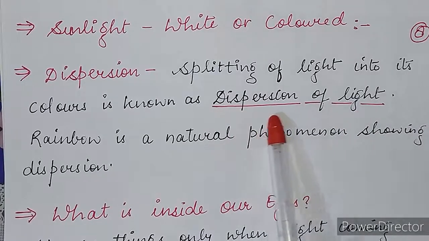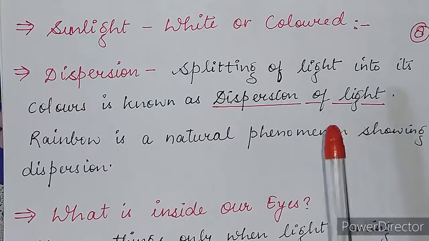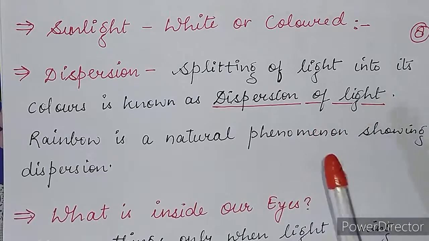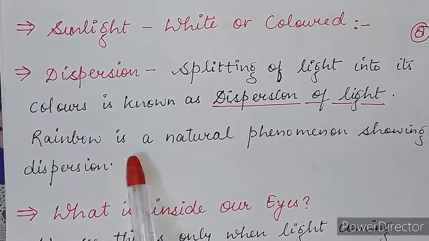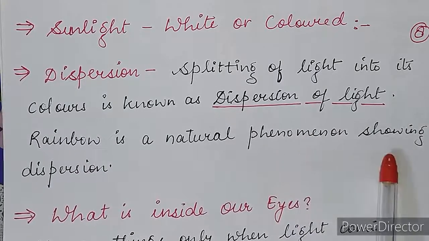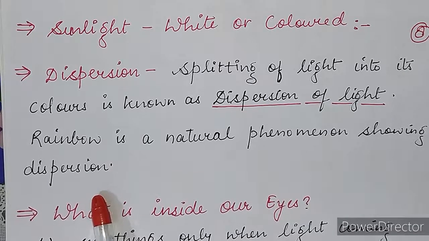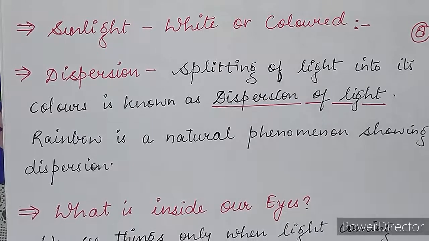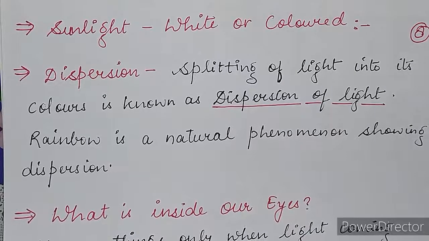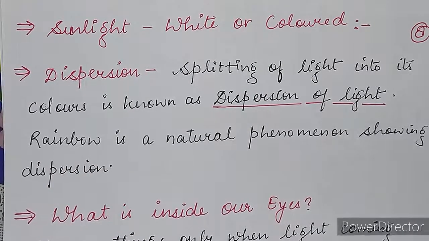An example of dispersion of light we can easily see in our rainy season, that is the rainbow. Rainbow is a natural phenomenon showing dispersion of light. The light coming from sunlight appears in different colors, and that is the rainbow.